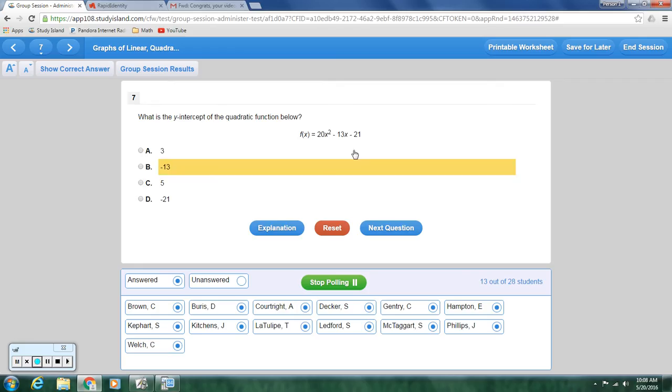How do I know that in this equation? This right here is my y-intercept. Remember, you don't need your calculator for that. That number is the y-intercept.